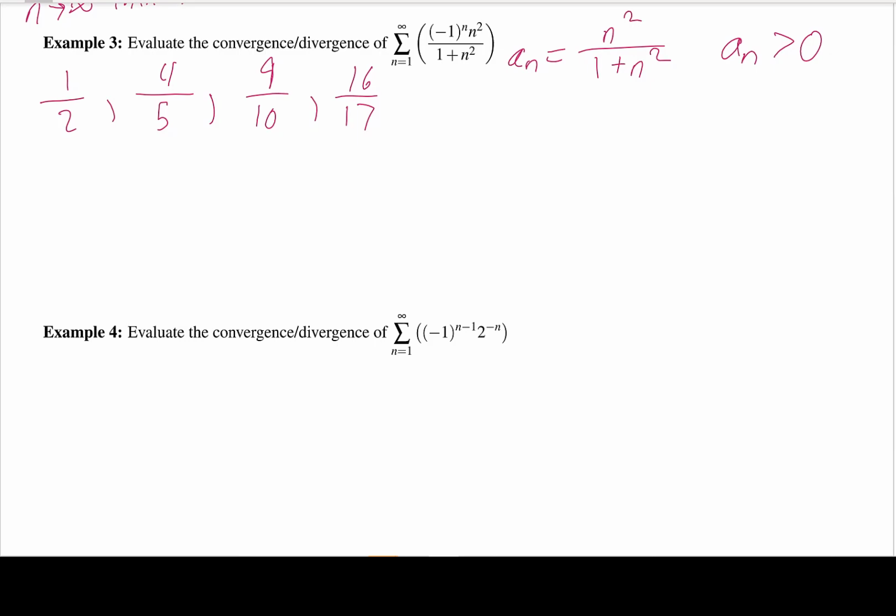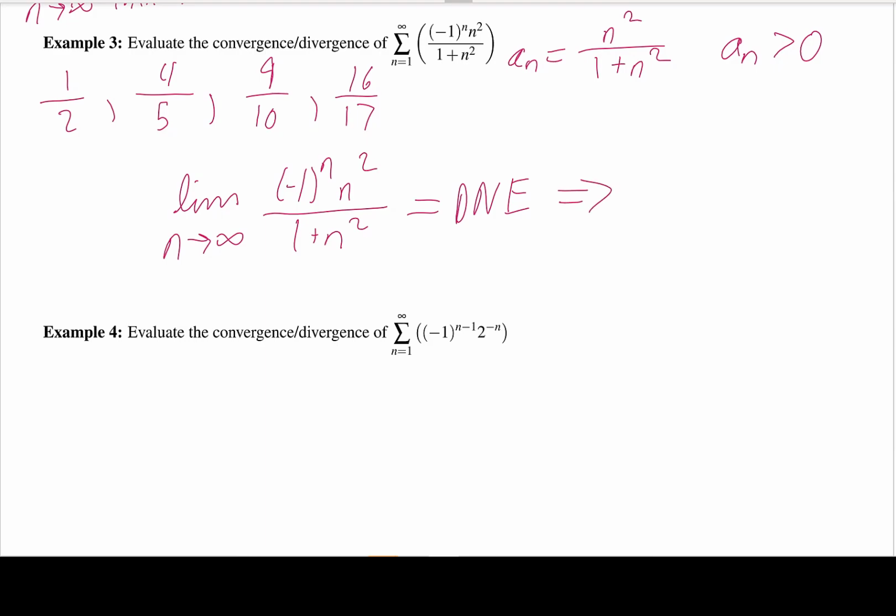In fact, it's going to be increasing the entire time, so it's not like we can split it up into 2 parts and get a decreasing part. So what we should be thinking here is to use our test for divergence. When we take the limit as n goes to infinity of -1 to the n times n squared over 1 plus n squared, this is not going to exist. And so we can say that our series diverges by the test for divergence.